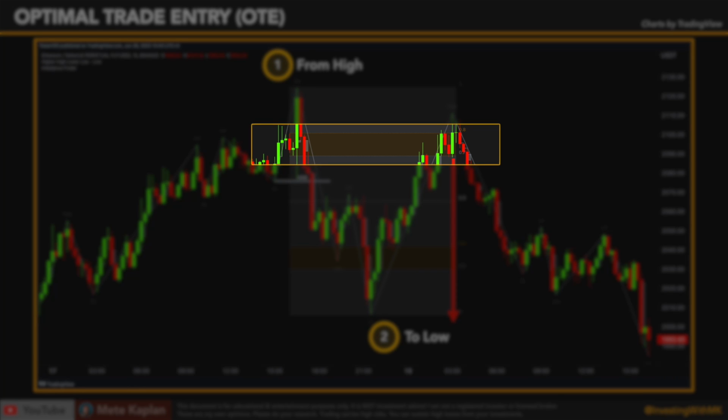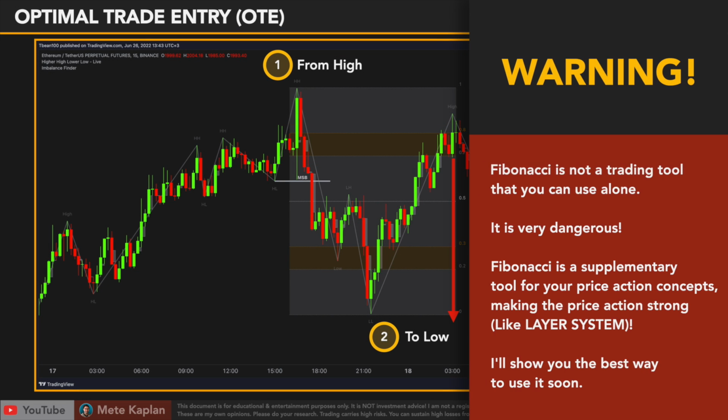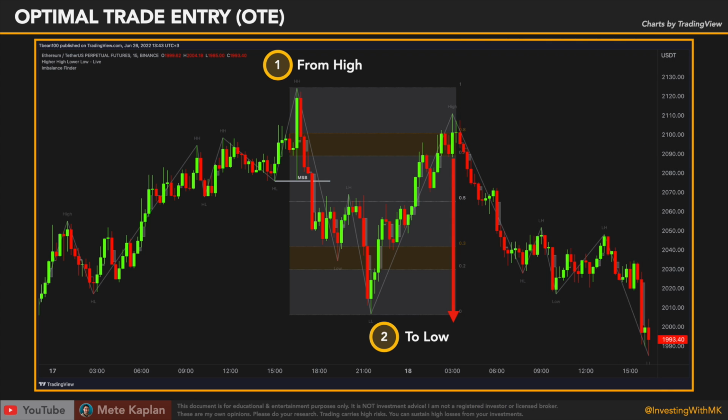And one more time, Fibonacci is not a trading tool that you can use alone. You have to check high time frame magnets, any imbalance, equal highs or lows, other liquidity areas, high time frame market direction, high time frame liquidity targets, high time frame imbalance targets, quality of breaks, MSB or both, other supplemental price action setups, and so on.